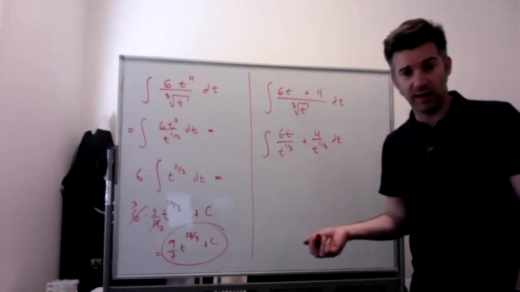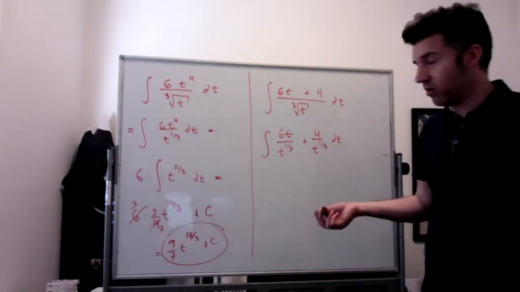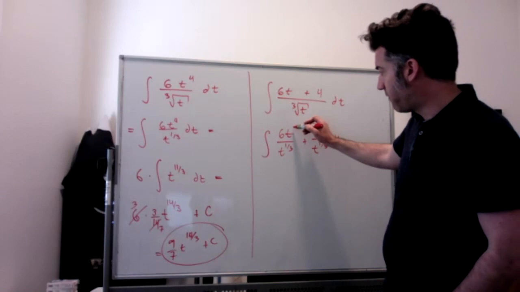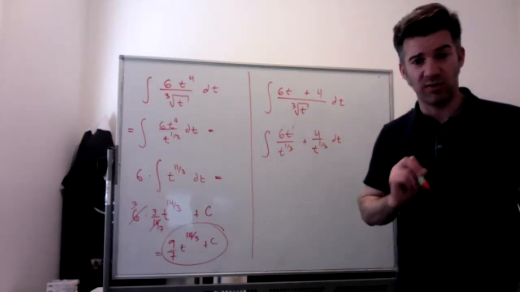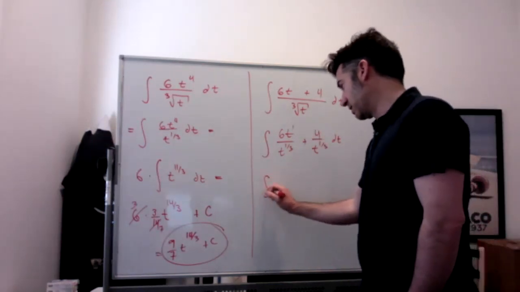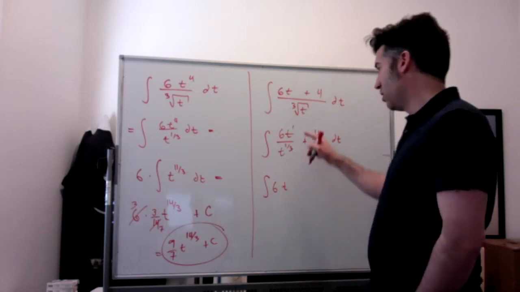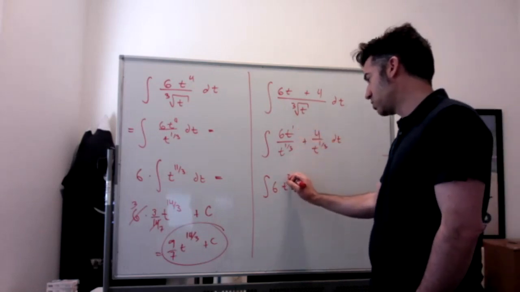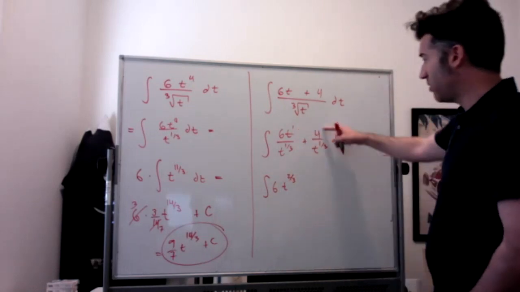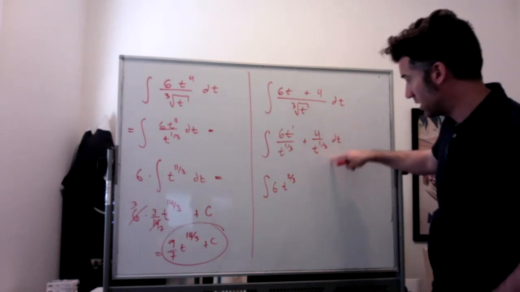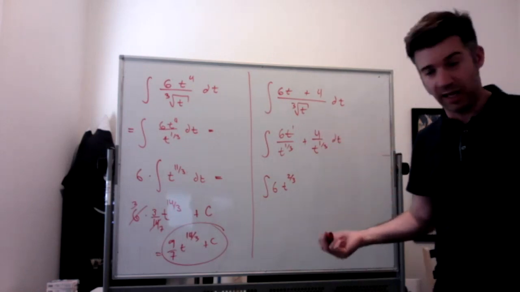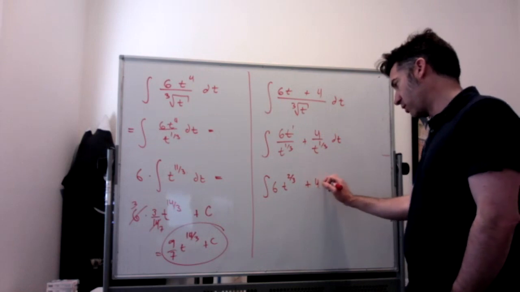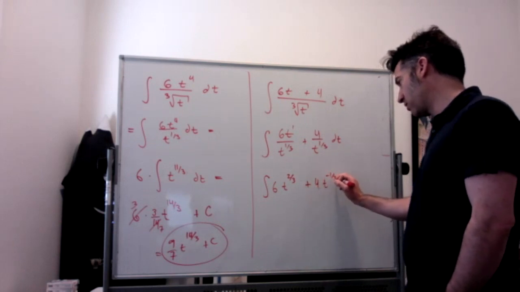And then we're going to rewrite it so that all of our powers are in the numerator. Here, t to the 1st divided by t to the 1/3, we're going to subtract those powers. And we're going to get 6t to the 1 minus 1/3 is 2/3. Here, there isn't a t on top, so we're just going to bring this t up to the numerator and change the sign of it to being 4t to the negative 1/3.